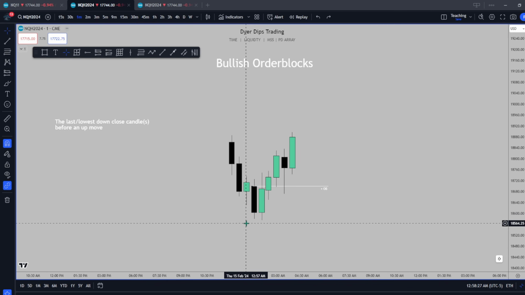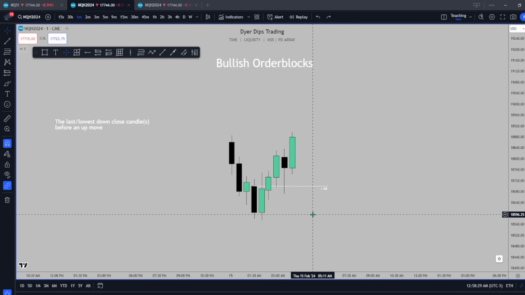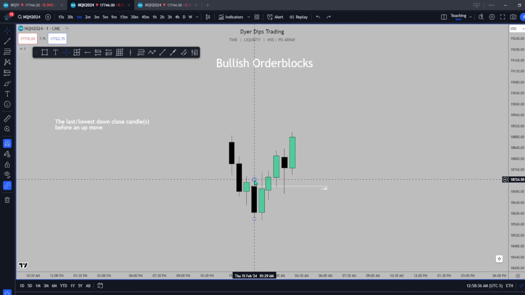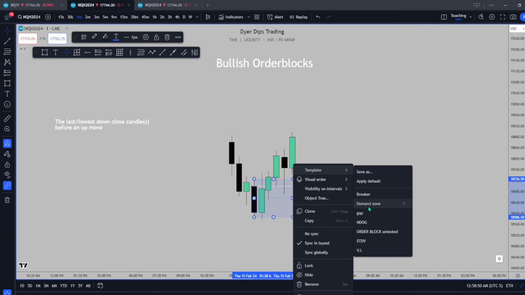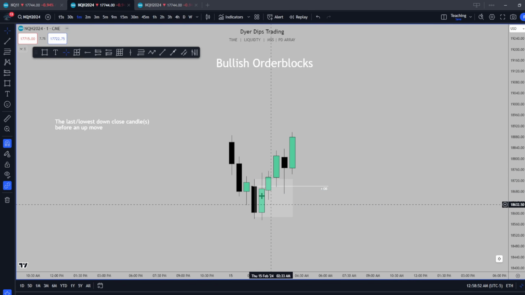So if you can see here, my candles that close down, or my bearish candles, are going to be black as per usual, and the green ones are bullish. So price should bounce off of this candle because it's the last down close candle before an up move. And more specifically, although this entire candle here is technically the order block, what we want to be focused on for the most part is going to be the opening price.